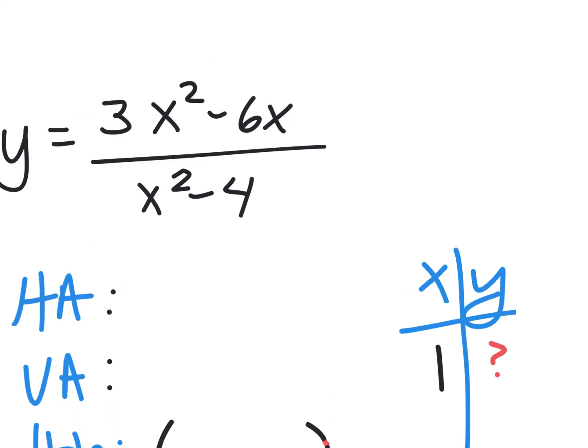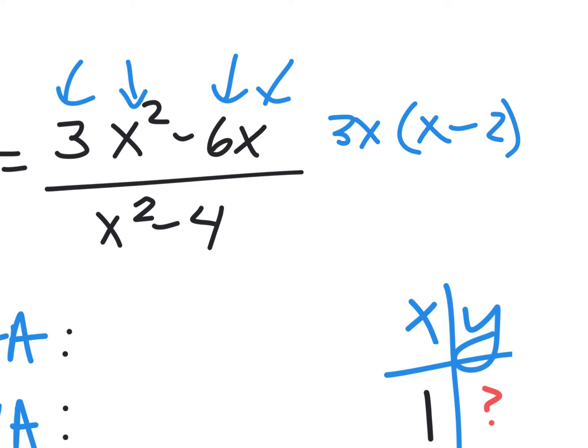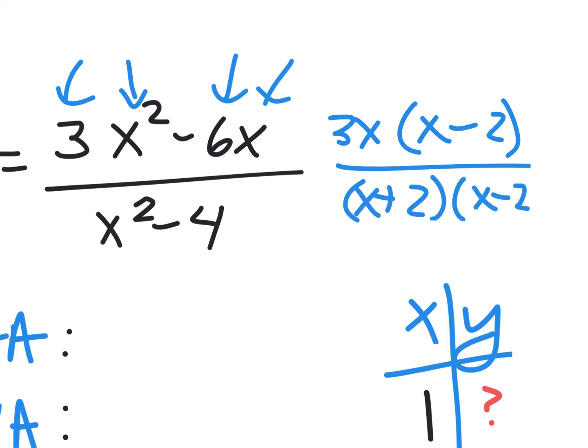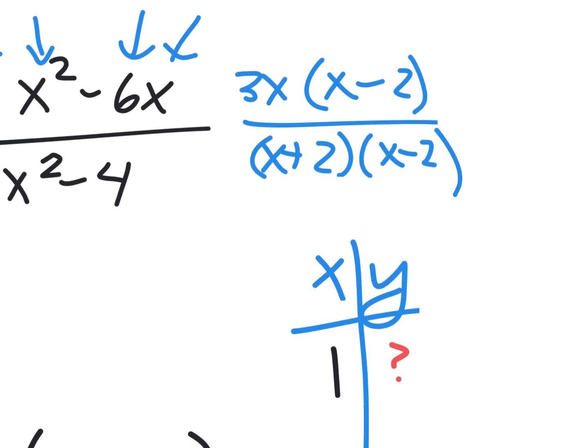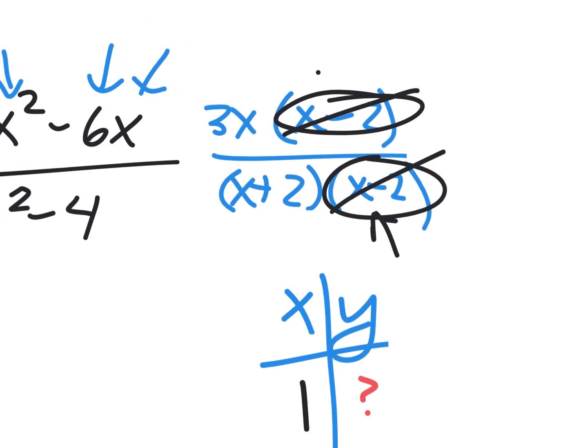If you can factor it, you should. See how there's a 3 here and there's a 3 there? Oh, there's also an x here and there's also an x here. So 3x comes out and you have x minus 2 all over x plus 2 and x minus 2. Coincidence? No. Because look at those, they cancel and they make a hole at 2. So 2, not negative 2, but 2, if put in here, would have caused this function to crash. So 2 is a hole.